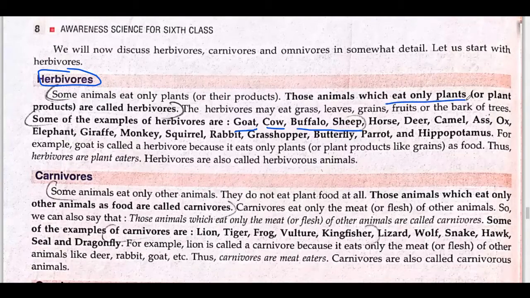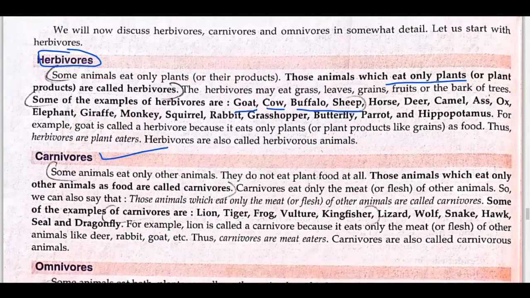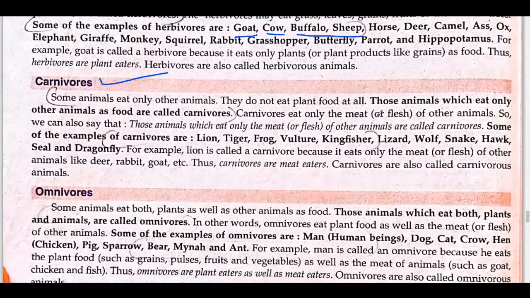Okay, now second is carnivorous. Carnivorous means which type of animal? Those animals which eat only other animals as food are called carnivorous. So I'll give you the example. Lion, right? Lion eats only other animals, only animals, right? So those animals which eat only other animals as food are called carnivorous.